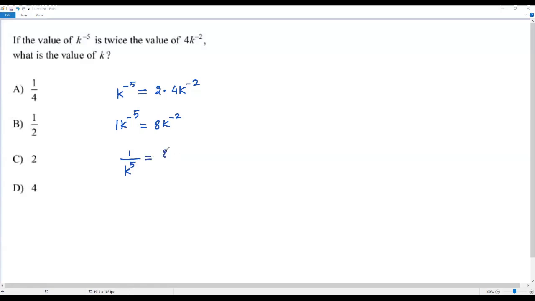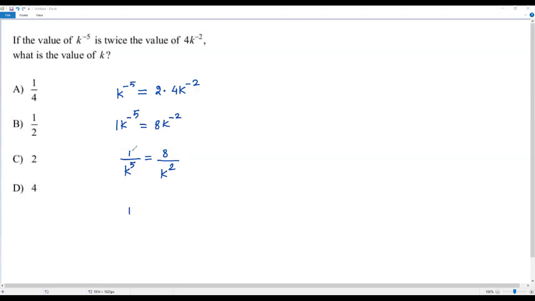On the right side also the same thing. Here the exponent is negative. We can move this term to the denominator. When it is moved to the denominator, it will become k to the positive second power. That is, this negative exponent will become positive. Now what we can do is cross multiplication. That is, the numerator on the left side has to be multiplied by the denominator on the right side, and the numerator on the right side has to be multiplied by the denominator on the left side.